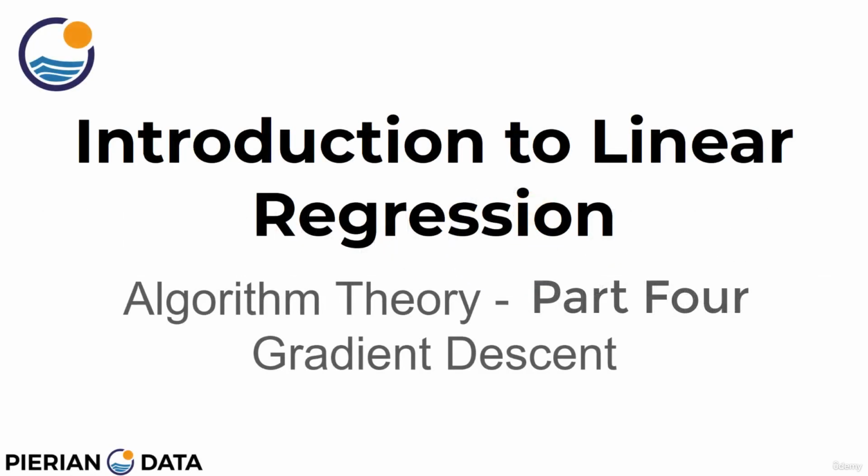Welcome back, everyone, to our continued discussion on algorithm theory behind linear regression. This is probably the most important part of the algorithm theory because we're finally talking about gradient descent. And gradient descent has applications in machine learning beyond linear regression. More importantly, gradient descent is really where we finally bring in the machine part to machine learning. Here is where we can leverage computational power to help solve problems for us.